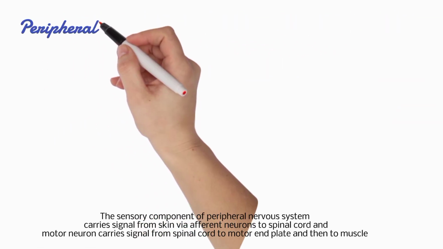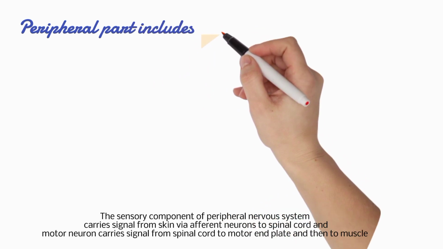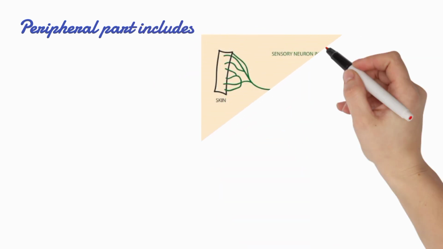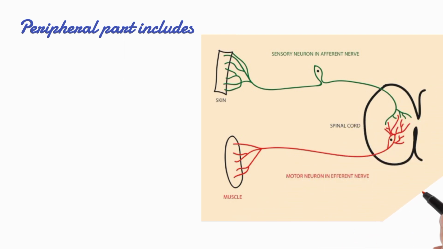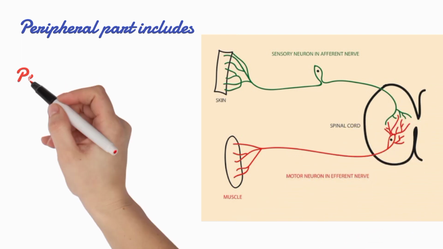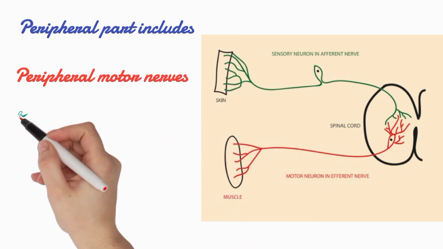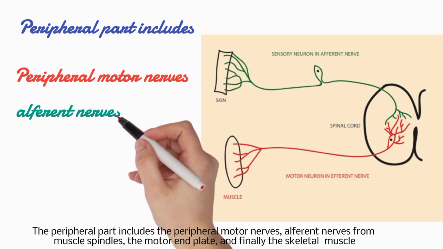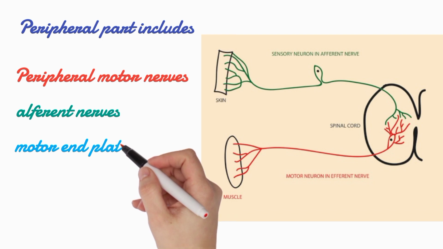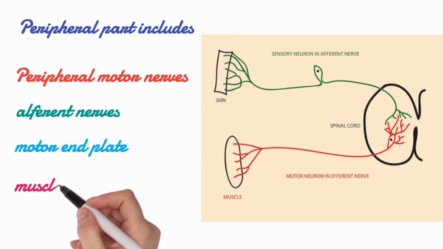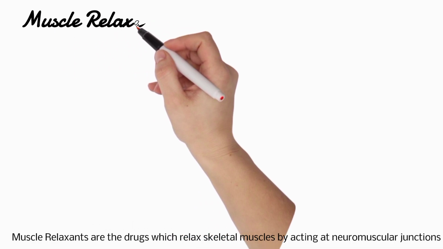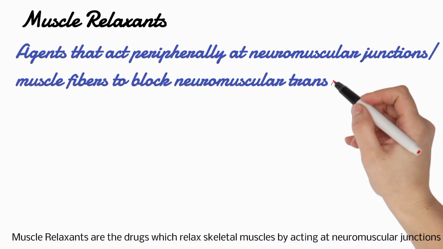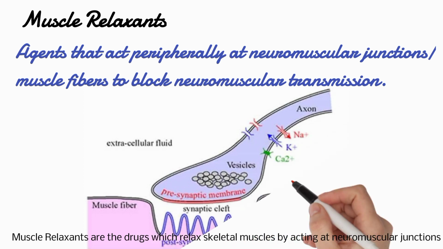The sensory component of the peripheral nervous system carries signals from skin via afferent neurons to the spinal cord, and motor neurons carry signals from the spinal cord to the motor end plate and then to muscle. The peripheral part includes the peripheral motor nerves, afferent nerves from muscle spindles, the motor end plate, and finally the skeletal muscle. Muscle relaxants are the drugs which relax skeletal muscles by acting at neuromuscular junctions.